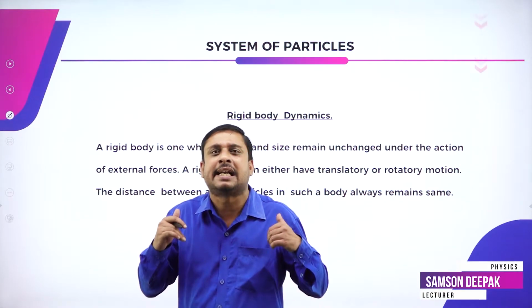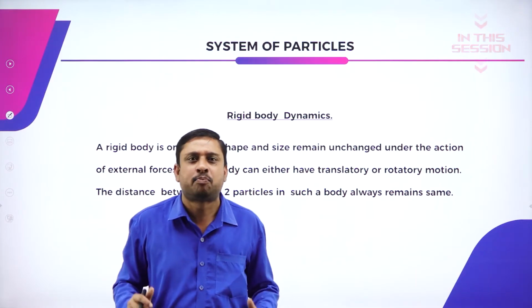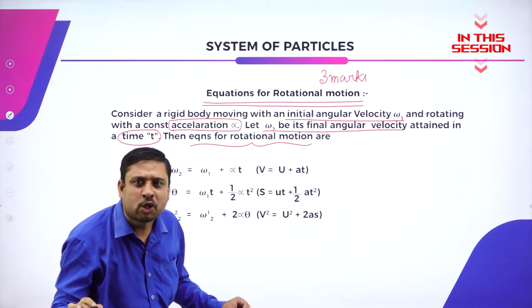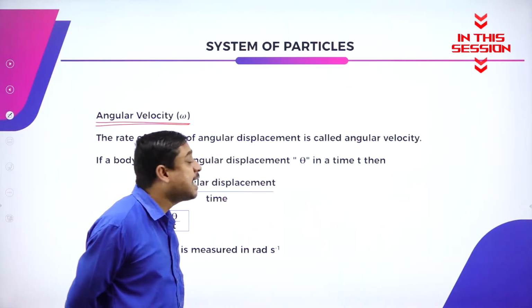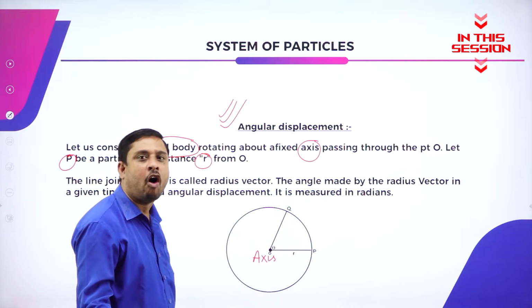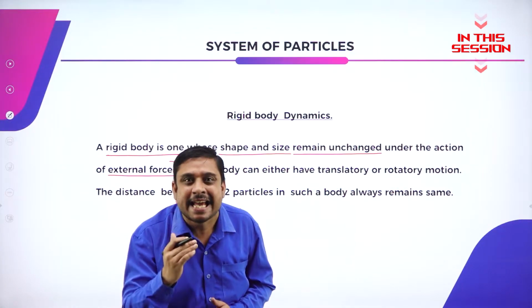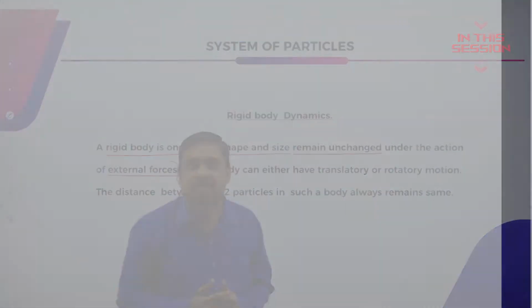Whatever external thoughts you apply, he does not accept. Here I will just compare with the equations of motion. Then what is angular velocity? The axis of rotation or the center of rotation. The shape and size of the body will not change.